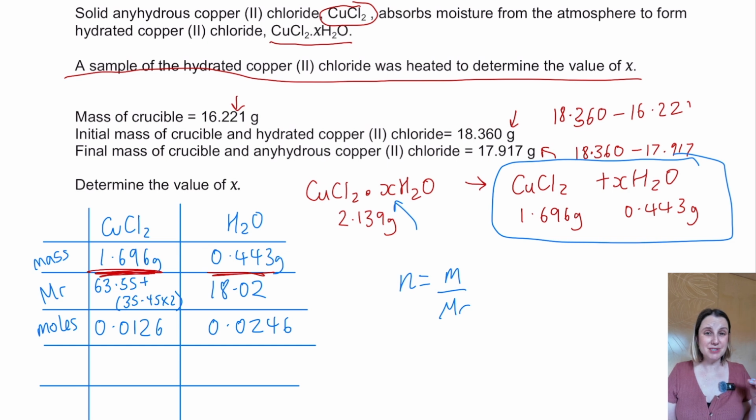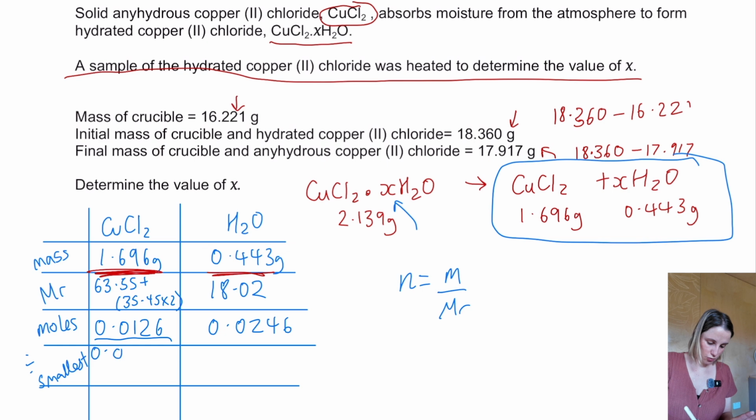That's fine. Sometimes it's really much harder to see the ratios. So just for completeness, we divide by the smallest. So we're going to divide this one by 0.0126 and divide this one by 0.0126.